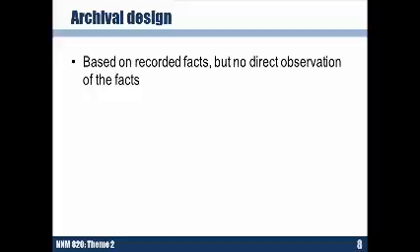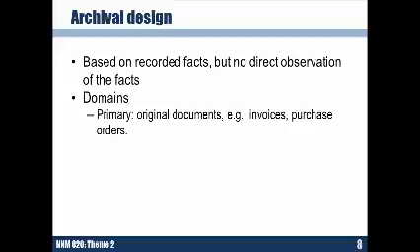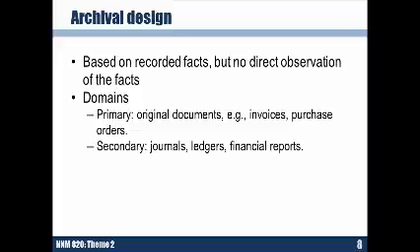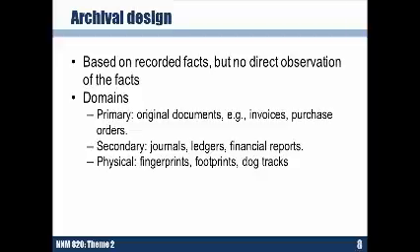The second type of major research design is archival design, which is where we use recorded facts, but it's not direct observation. So in empirical design, we have direct observation. Archival design, you have recorded facts. And there you can get your primary data, say from original documents, invoices, purchase orders, or you have secondary documentation. So you don't have the invoice, you have somebody's record of the invoice, such as you would get in a financial report or a journal.